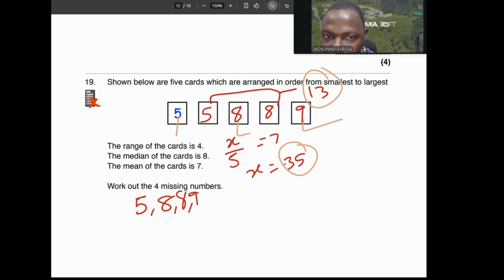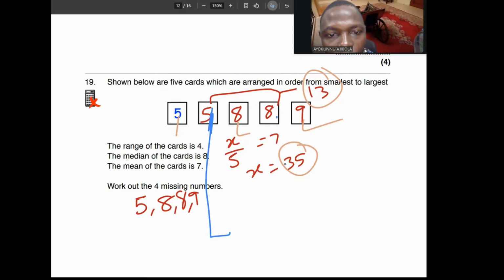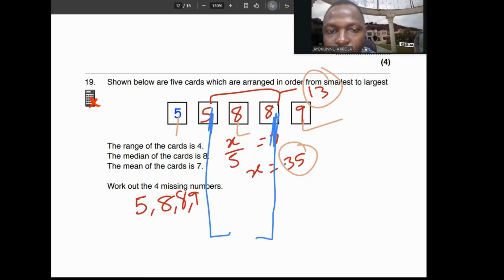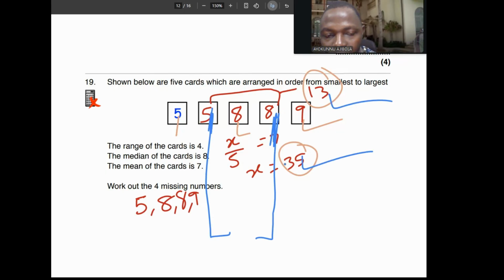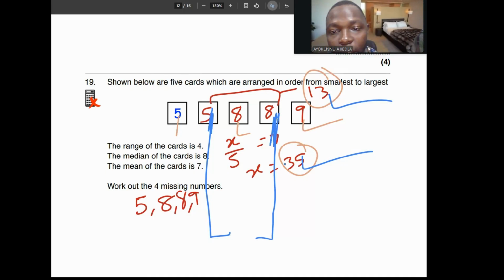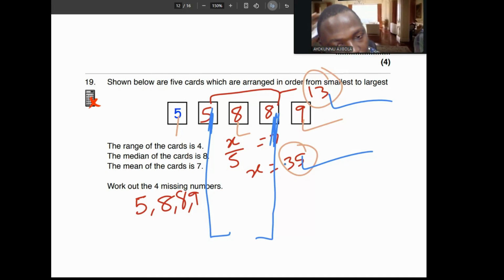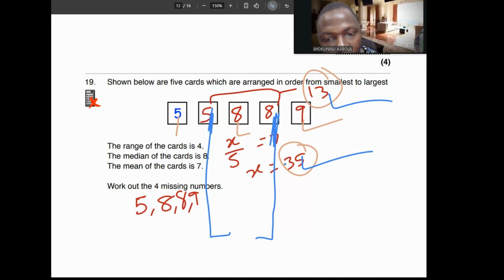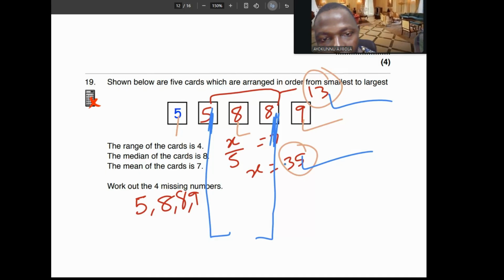Wait, let me explain again. I want to put a missing number here, and another missing number here, and I have 13 remaining from my total. The total was 35. I added what was already there, the 5, the 8, and the 9, and took it away from 35 to get 13. You understand? Yep, I do.